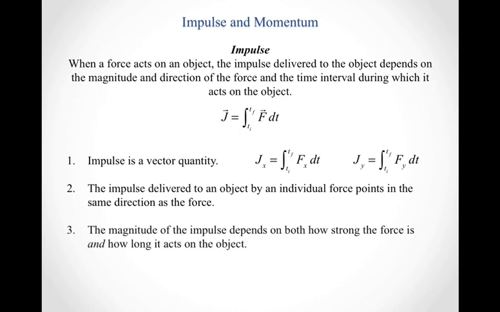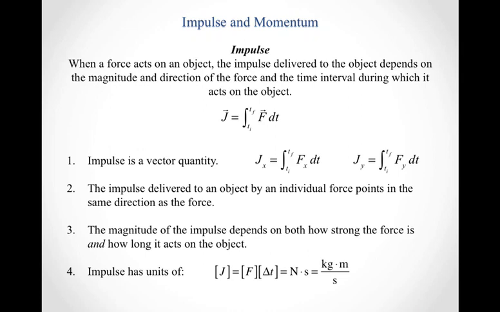Third, the magnitude of the impulse depends on how strong the force is and how long it acts on the object. So obviously if you have a really large force, that's one way to have a really large impulse. But you can have a moderately sized force that acts over a really long time and still get a large impulse. We'll also deal with situations where we have moderately sized forces, but only let them act over a very short time interval, and in that case we can treat their impulse as effectively negligible.